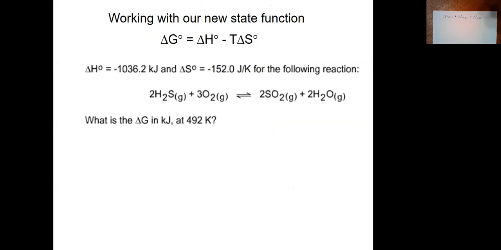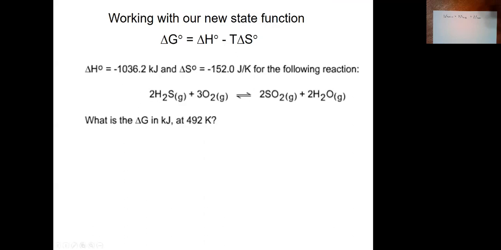So, all of that previous stuff was for constant temperature. Well, if we consider this equation, delta G equals delta H minus T delta S, those little zeros up top mean standard. Delta G standard is equal to delta H standard minus T delta S standard. We'll talk more details about exactly what that means in the next lesson. But delta G equals delta H minus T delta S, that's an equation that's important that you must know.